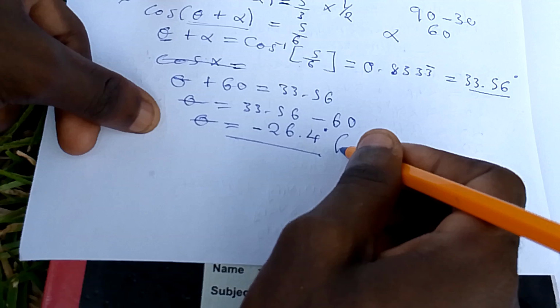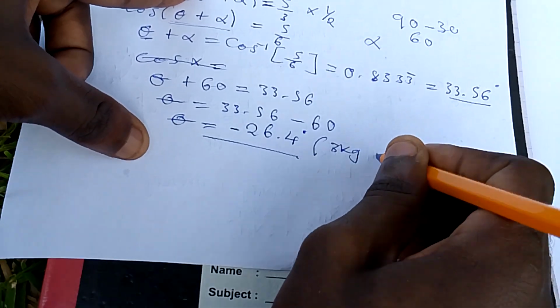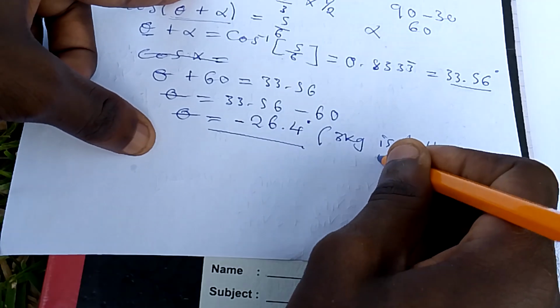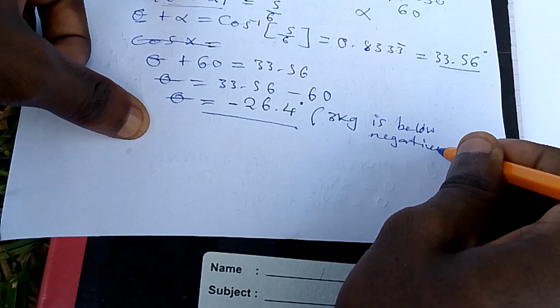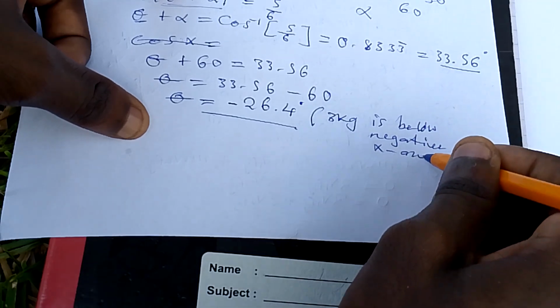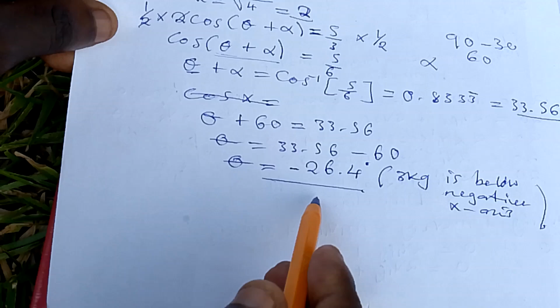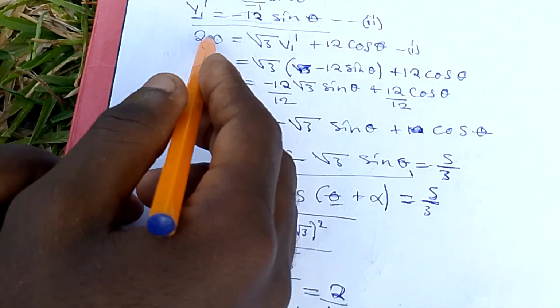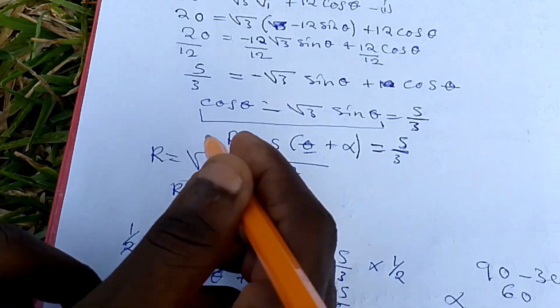And so this means the 3 kg ball is below the x-axis. This is what it means. Now, after knowing theta, which is negative 26.4, it's very easy for us to find v1 prime. Then the question is done.